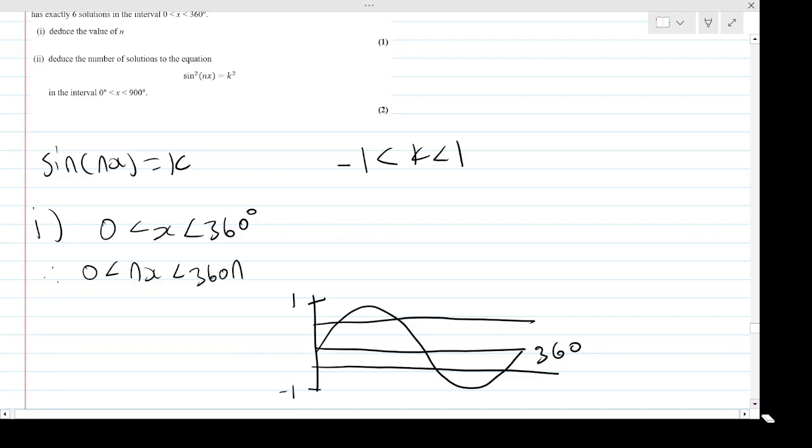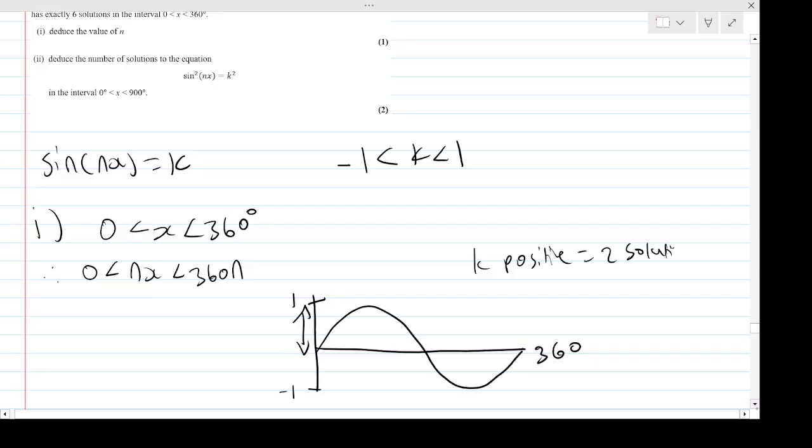Well then, between 360 degrees, the first 360 degrees, what if k is positive? What if k is between here? If we draw a generic line here, and this is k, we would have two solutions, wouldn't we? Likewise, if k is positive, that means two solutions.